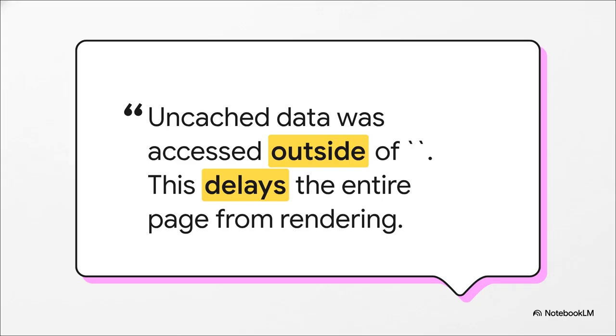Nope. This is the brilliant part. Next.js will actually throw a very clear error. It tells you exactly what you did wrong and why it's a problem. It explains that this mistake would force the entire page to become dynamic, which kills performance and defeats the whole point of PPR. So this error isn't a bug. It's a guardrail. It's a feature to protect you from accidentally shipping a bad user experience.